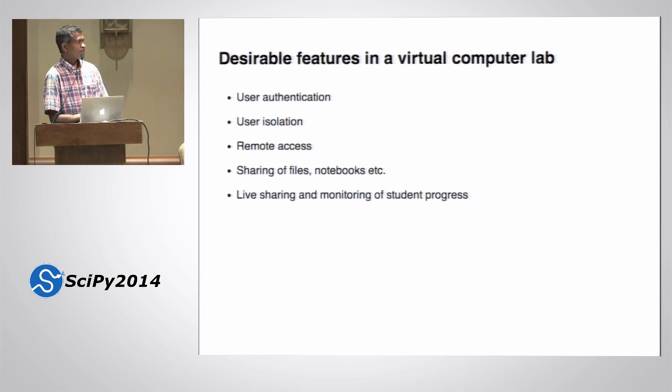So some of the desirable features in a virtual computer lab, you want user authentication because you have many students. You want some isolation, so each has their own set of files. You want remote access from home, for example. But you also want, in addition to isolation, you want sharing of files, etc., as needed. And it'd be nice to have live sharing, so you can have live collaboration that you can do in a physical lab where in a group project, students gather together around the terminal and work on a project.